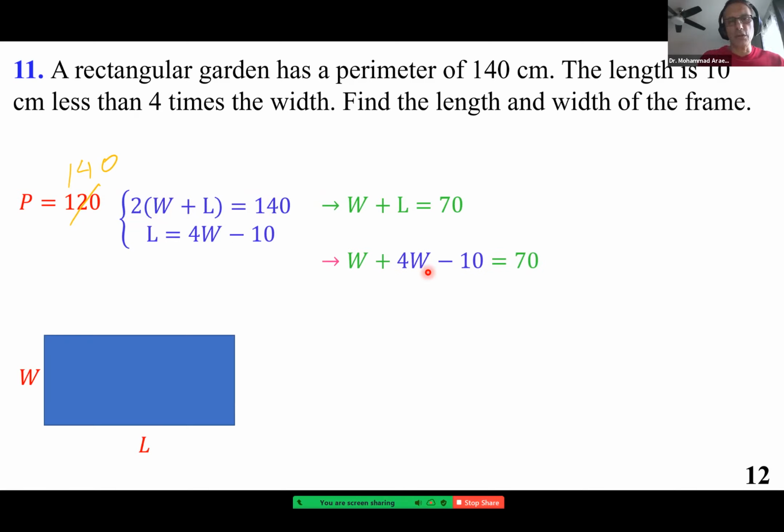So this results in 5W, and negative 10 moves to the other side, positive 10 and 70 is 80. Now the width is 80 divided by 5. That is 16. And the length is 4 times that, 64 minus 10 makes it 54. So the width is 16 centimeters and the length is 54 centimeters.